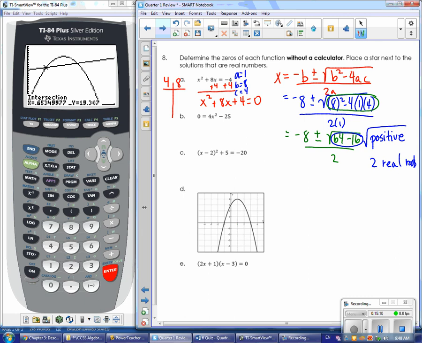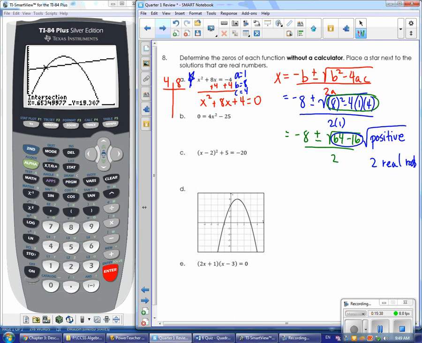And if that number is 0, well, the square root of 0 is just 0. And it wouldn't matter if I added that or subtracted that from -8, I would get the same answer either time. So when your discriminant is 0, we have one real root, and it happens to be a double root, as we saw with polynomials. So because I know that my answer is going to be real, I can go ahead and put a star. Now, actually, in this problem, it does say to go ahead and determine the zeros without a calculator.